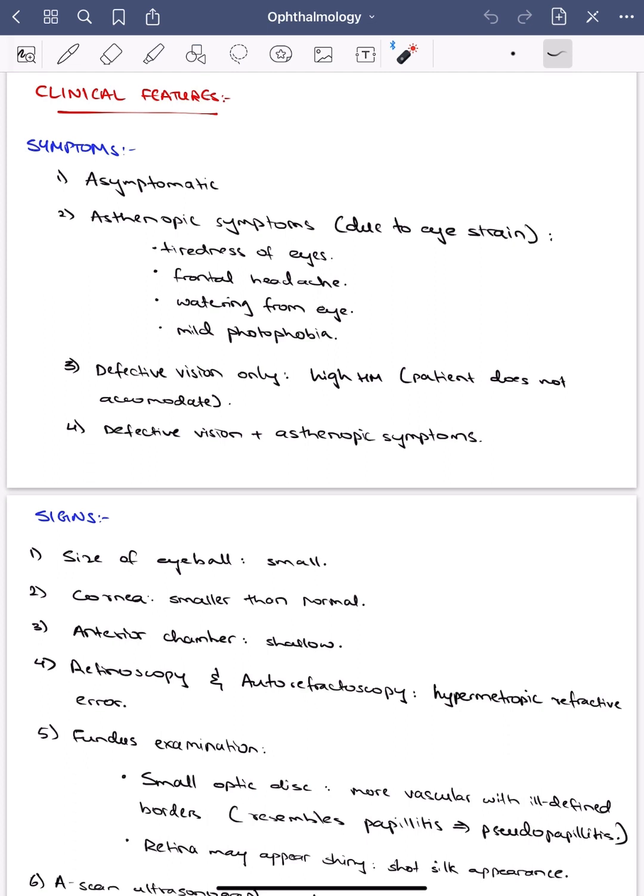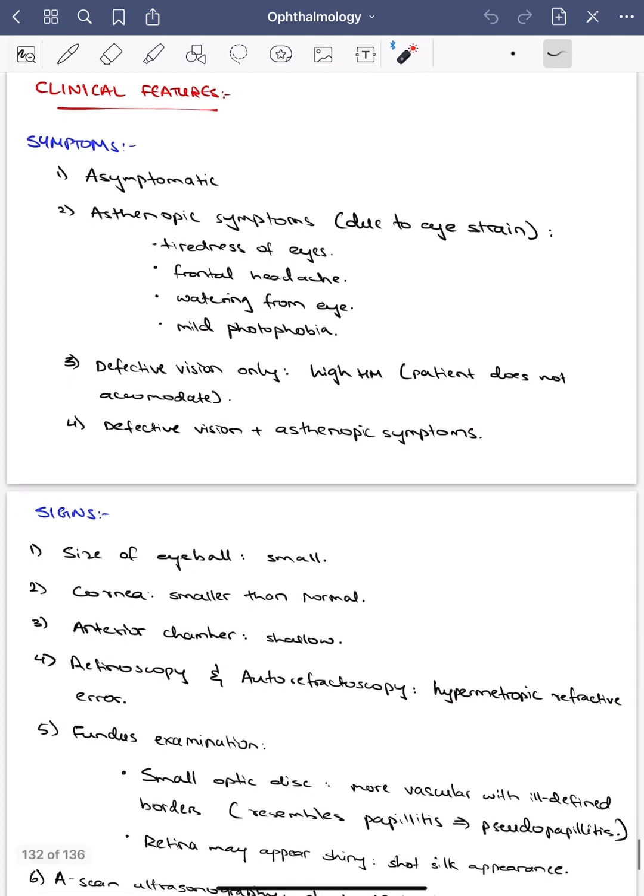The patient does not accommodate, and hence there is defective vision. And fourth is a combination of both defective vision and asthenopic symptoms. So again, the symptoms: it may be asymptomatic, asthenopic symptoms due to eye strain such as tiredness of the eyes, watering from the eyes, frontal headache, mild photophobia, defective vision only, or a combination of both defective vision and asthenopic symptoms.